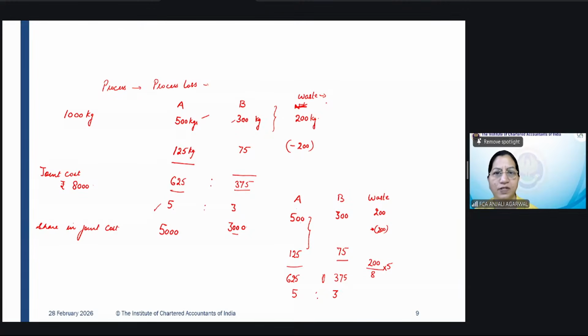We already apportioned in the ratio of 4:1. What's the reason behind apportioning joint cost twice?